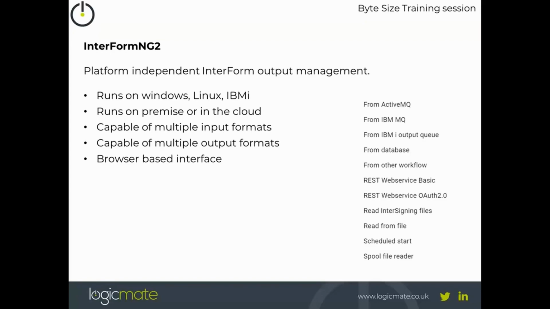The product is capable of taking inputs in multiple formats and also from multiple sources. So you'll see on the right hand side all the different sources. It could come from an IBM MQ series or an output queue as a spool file. It can come from an XML file, CSV, text, whatever. There are all sorts of plugins as well. So the Microsoft Dynamics 365 product, for instance, has a plugin that we can take data directly into the InterForm NG2. It's capable of producing multiple output formats, so PDF, email, print, XML.